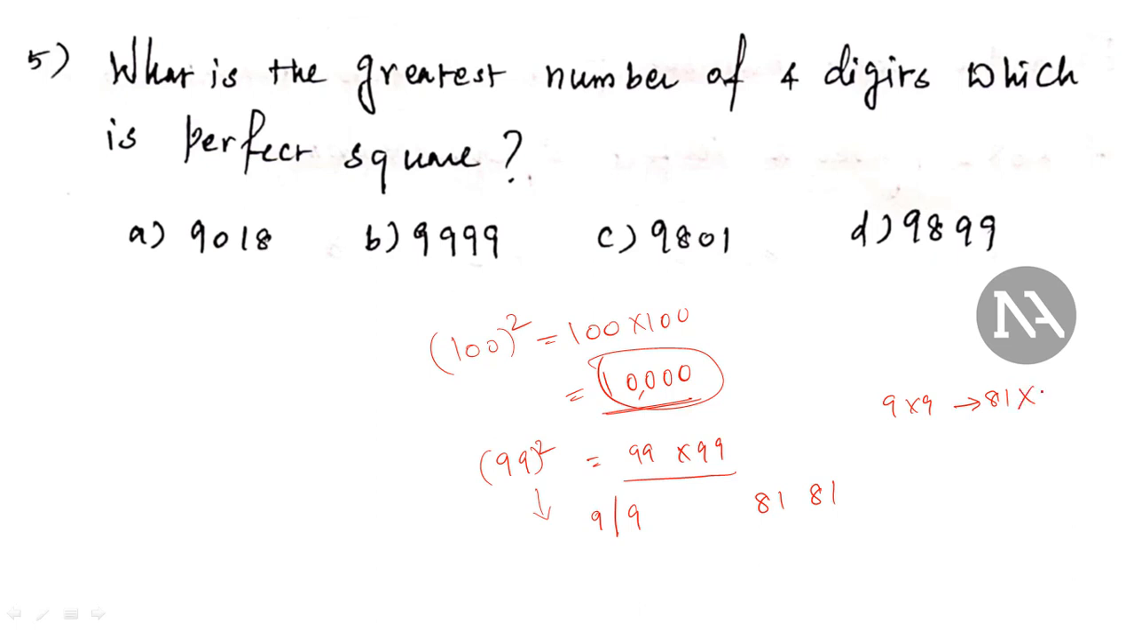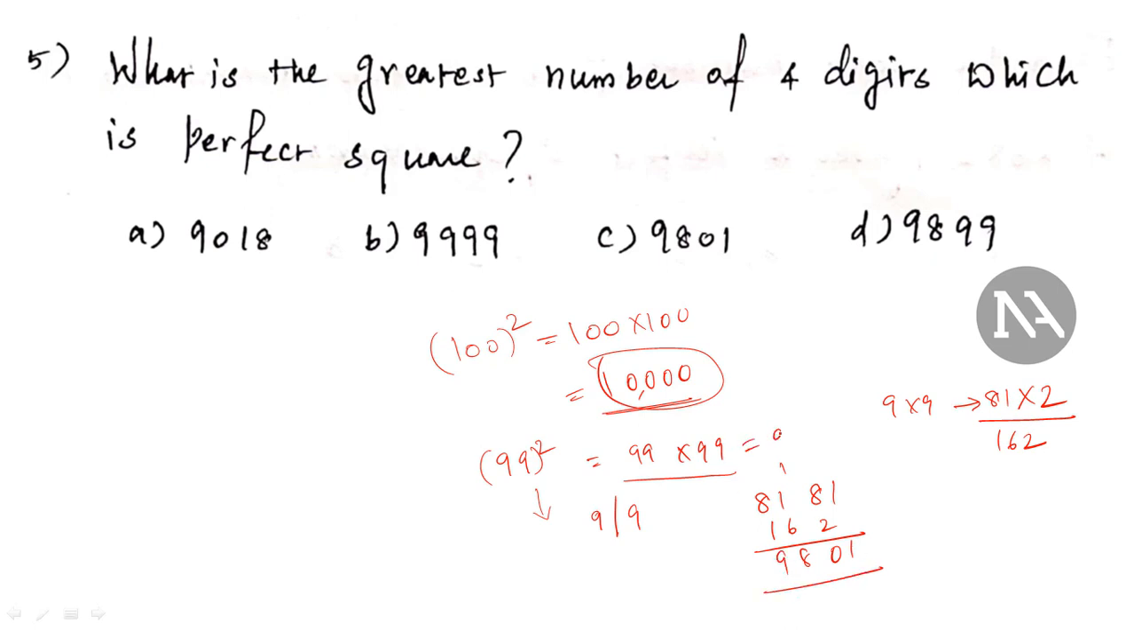Then I have to double this value, that is 81 into 2. So this is how much? 162. Then I have to put 162 here, leaving 1 digit on the right hand side. This will become 1, 10, then carry 1.